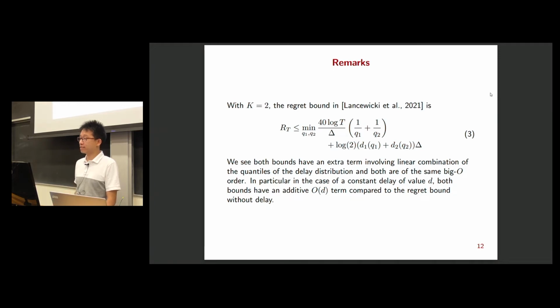A comparison with this recent paper: they show that under their algorithm, which is called successive elimination, a straightforward adaptation of successive elimination to the delay case, they have the following regret bound. We see both bounds have an extra term involving a linear combination of the quantiles of the delay distribution, and both are of the same big O order. In particular, in the case of a constant delay of value d, both bounds have an additive big O of d term compared to the regret bound without delay, and this is shown already in the 2011 paper by Dudek.